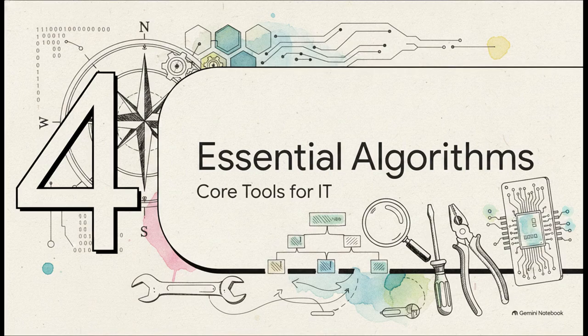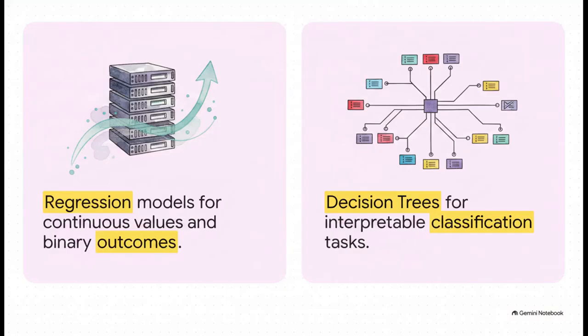Section 4. Essential algorithms for IT. Now, a huge relief for a lot of IT folks is realizing you absolutely do not need to master every single algorithm out there. You just need to know which tool to grab from the toolbox. For example, let's look at linear and logistic regression. These are amazing for predicting continuous numbers or simple yes-no outcomes. Think forecasting your disk usage over the next month or flagging if a login attempt failed.